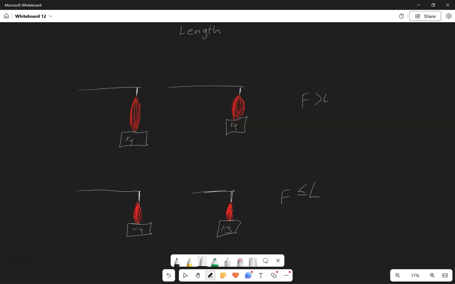So if we have the force is greater than the load and the load moves, this is known as an isotonic contraction. Right? If we have the force is less than or equal to the load such that the load does not move during contraction, this is known as an isometric contraction, right? So you have isotonic versus isometric. So one, isotonic, it moves. Isometric, it does not move.